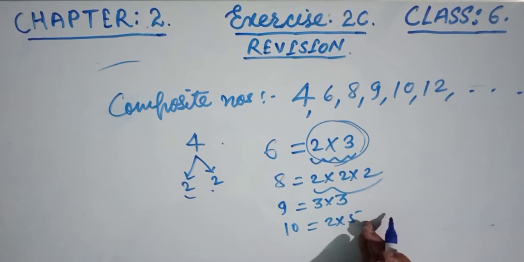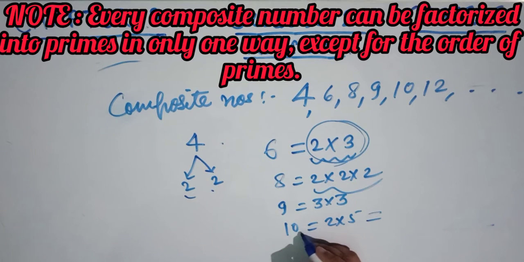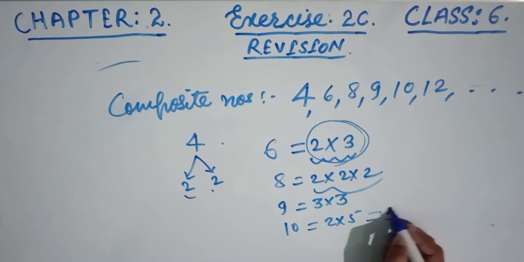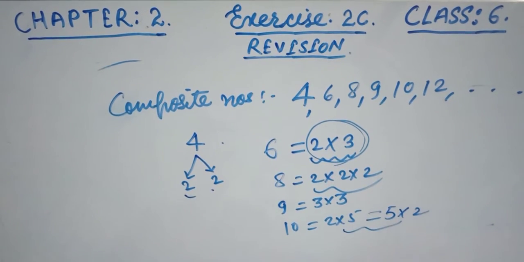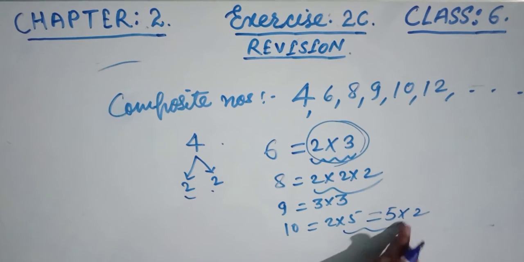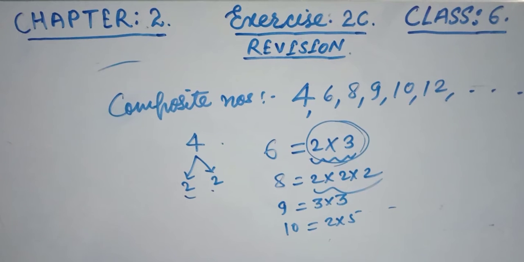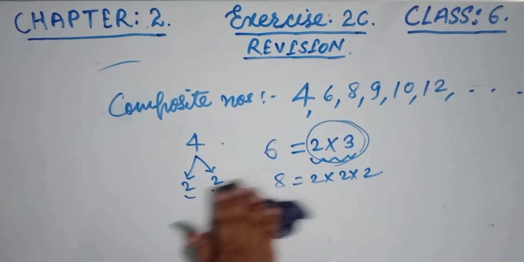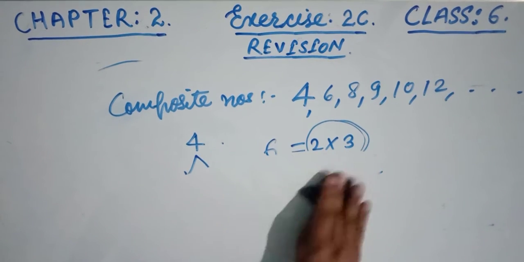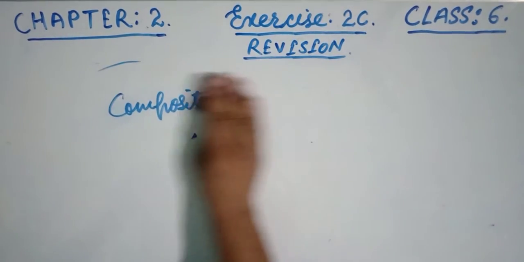except the order. Order means 10 can be written as 2 multiplied by 5, or 5 multiplied by 2. This is the same thing. So except the order, we can express it in a unique way. Okay, friends, so these are some concepts. This property is known as the factorization property.